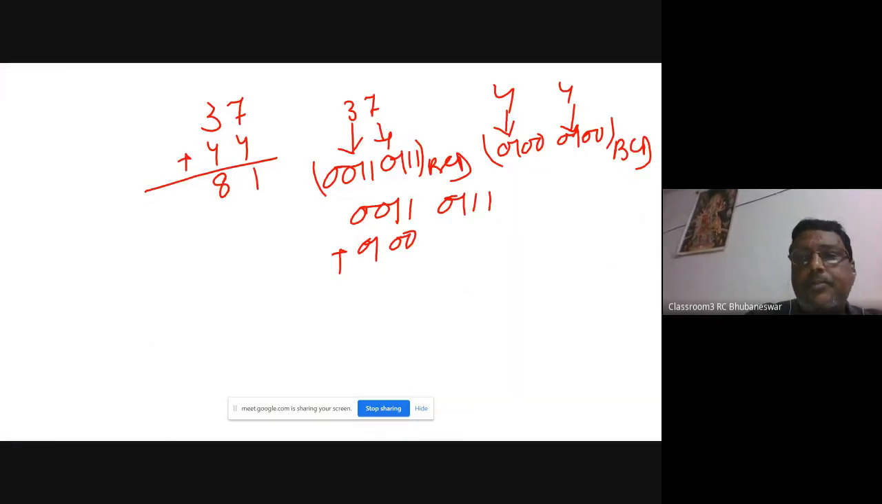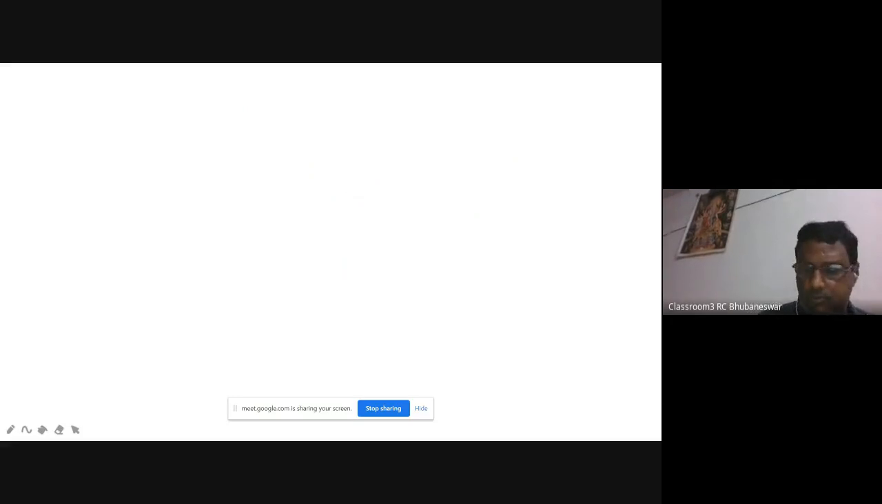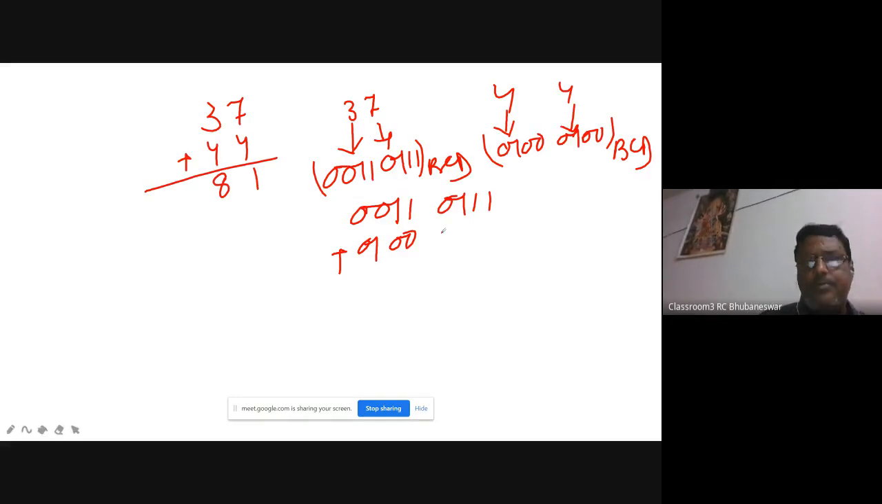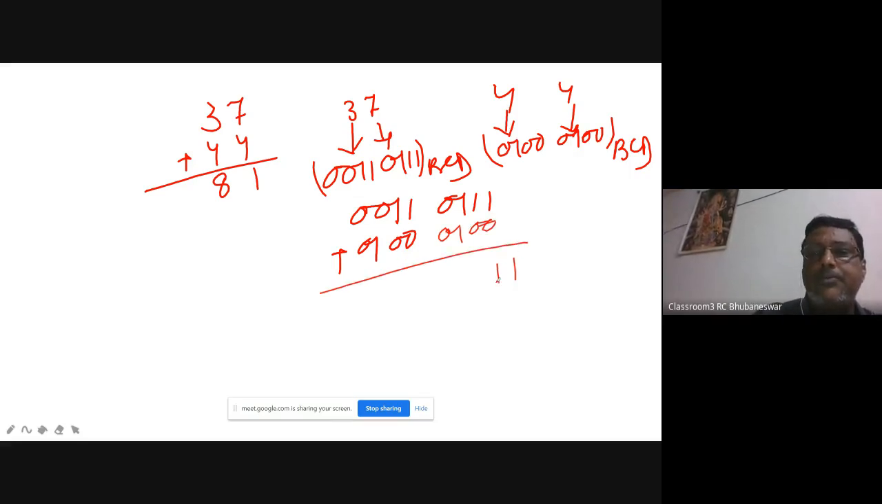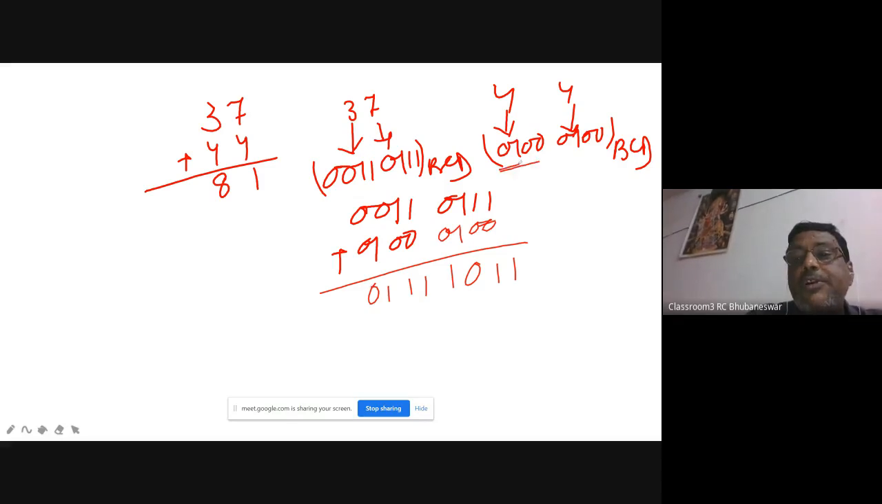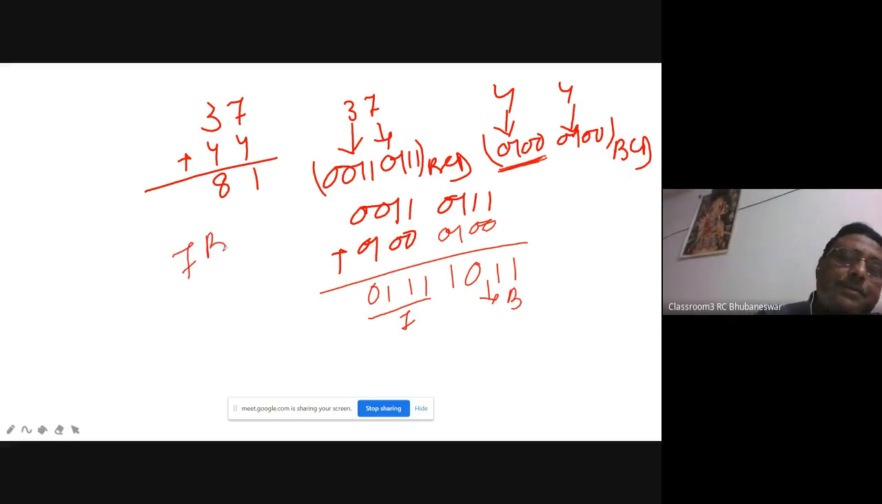0111 plus 0100: 1 plus 1 is 0 with carry 1, and so on, giving 1011. You know that in the hexadecimal number system, each digit is also represented in 4-bit form. So what value will we get? This is 7, and 1011 will be B. So the result will come up as 7B.